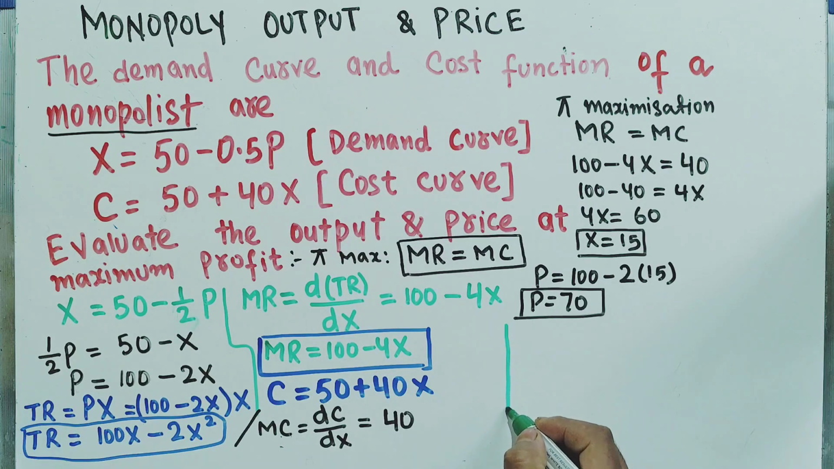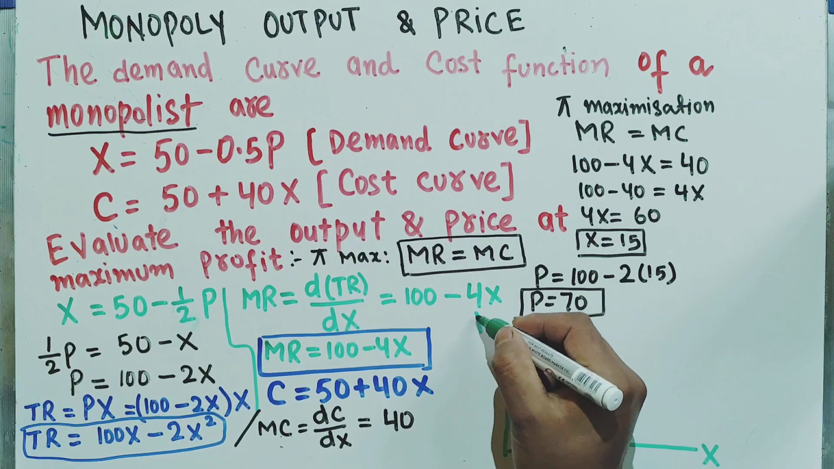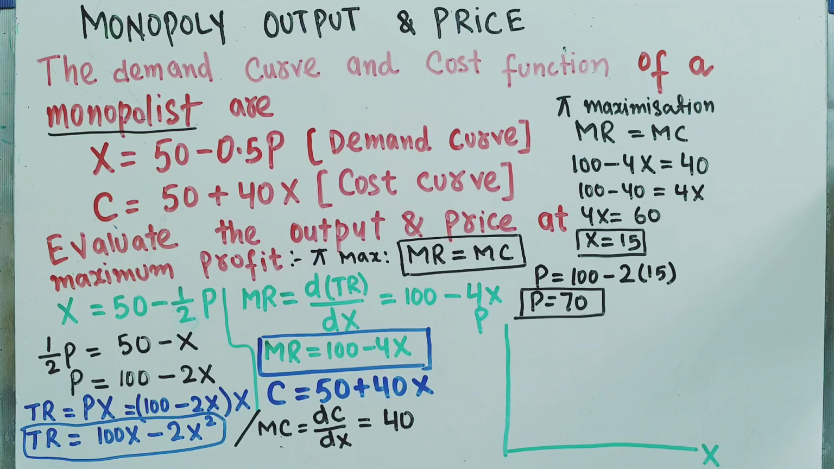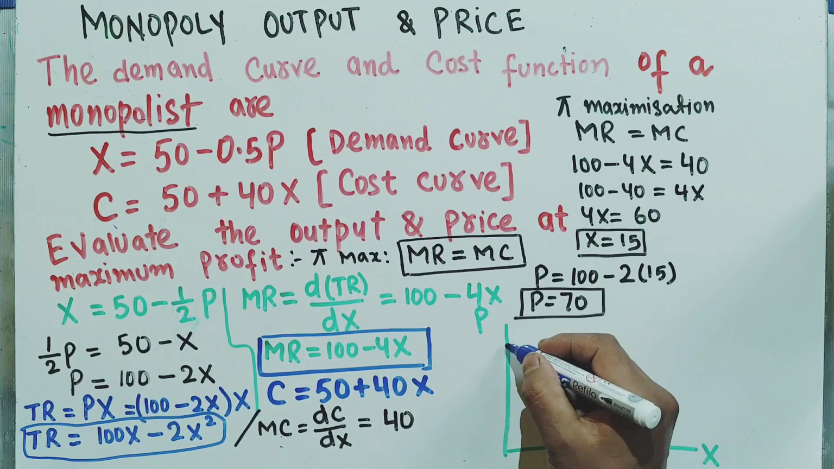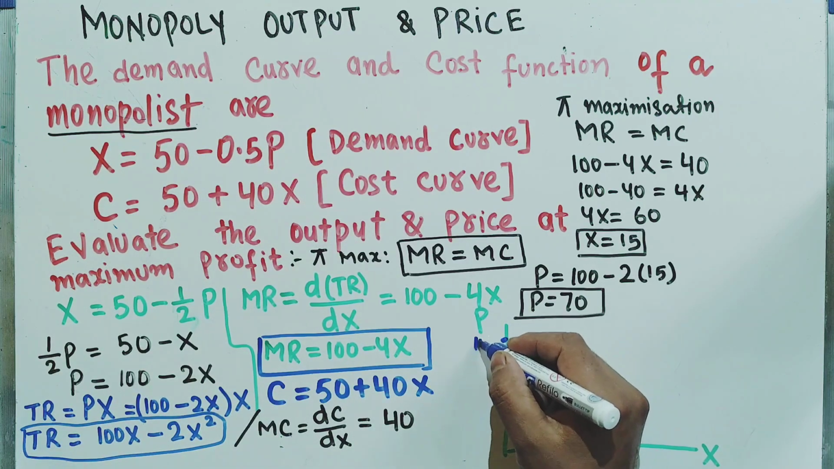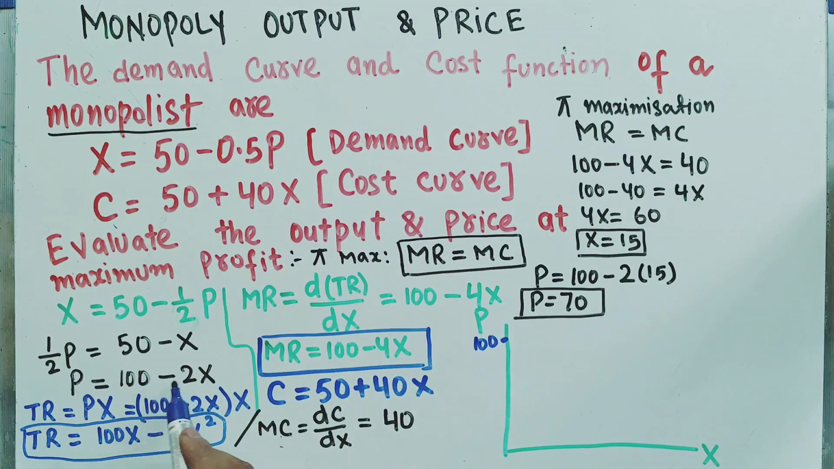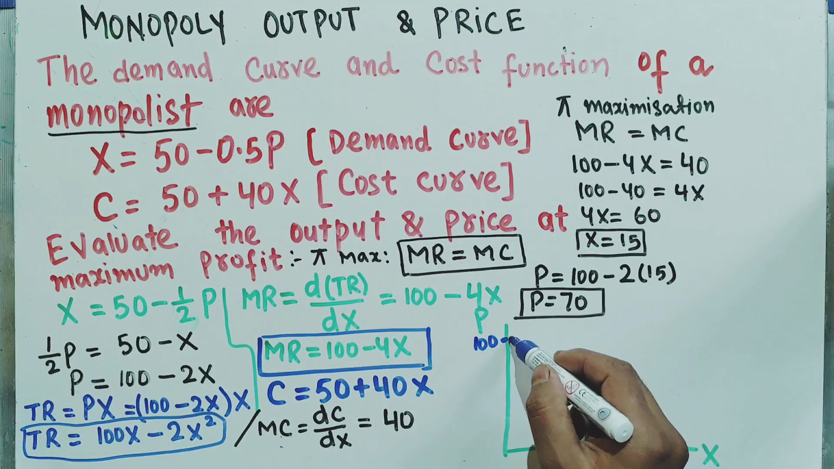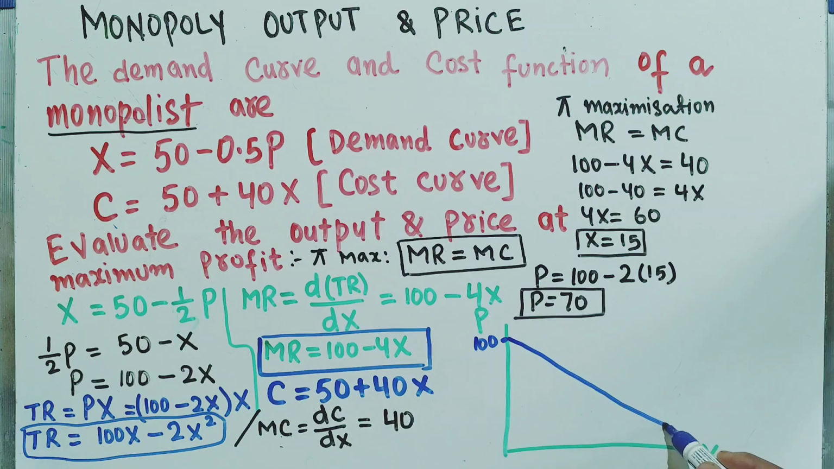Let's draw a simple graph here. Let us say output is on the horizontal axis and price is on the vertical axis. Now if I draw this inverse demand function, its price intercept is 100, so we have 100 here, and it is sloping downwards. So we will get this demand function, what we call the average revenue function. This is our average revenue function.